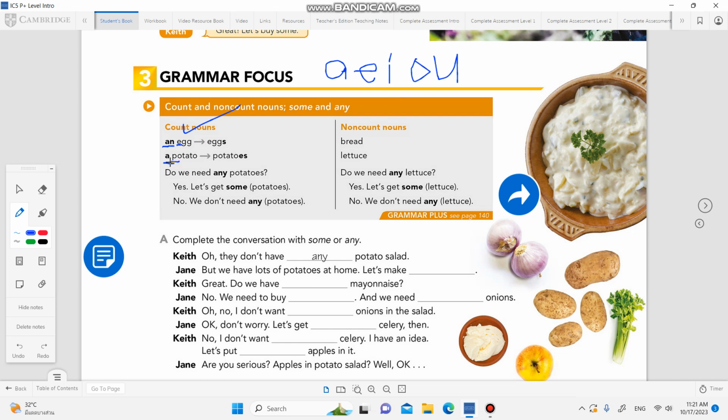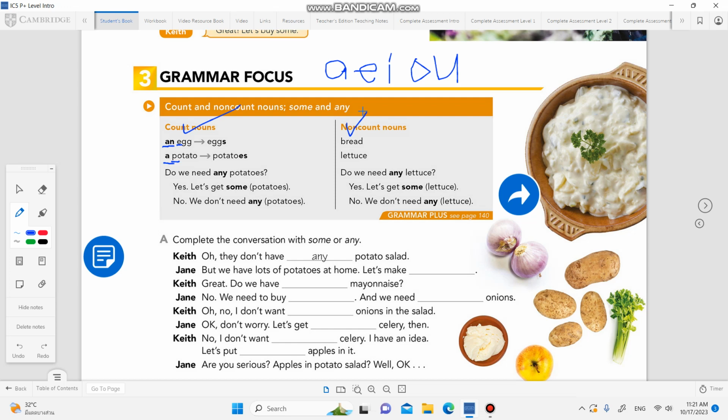Okay, like this example, a potato. Do not say an potato, because that is definitely incorrect. So: a potato, a bag, a car, a boy, a girl. Okay? Next, moving on to non-count nouns.